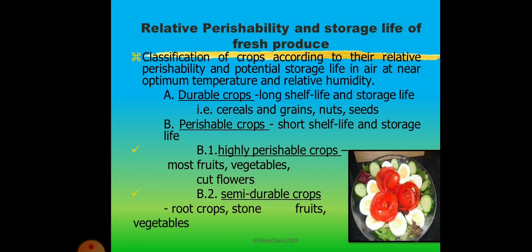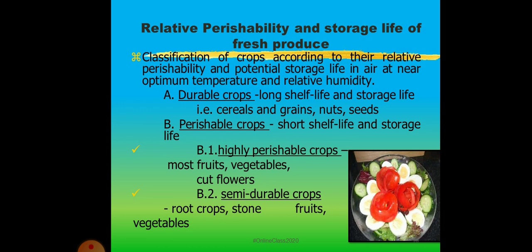So we have here perishable crops. So perishable crops has short shelf life and short storage life, but they are classified into two. So we have here highly perishable crops. Most of them are fruits, vegetables, and cut flowers since they have a high moisture content. That's why they are considered to be highly perishable crops or high perishables.